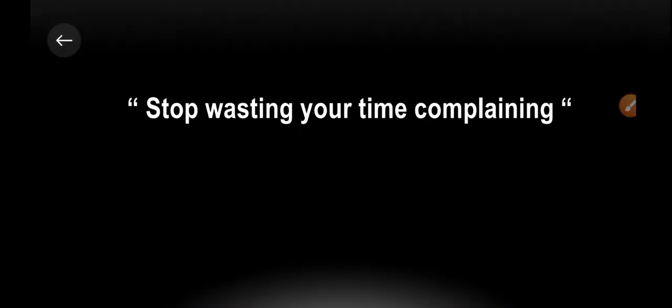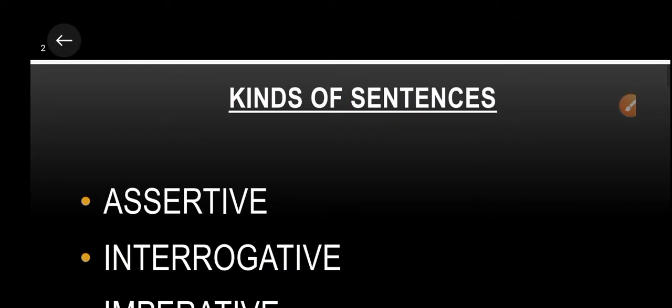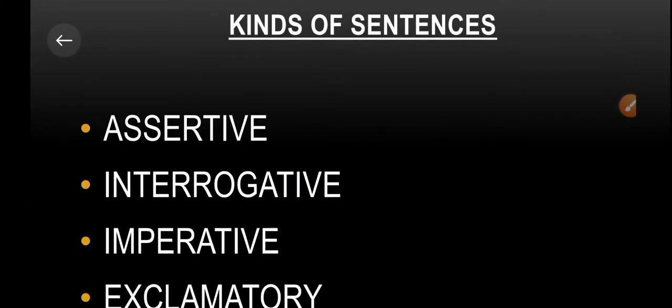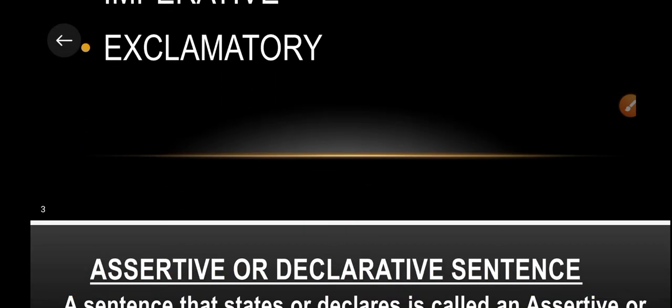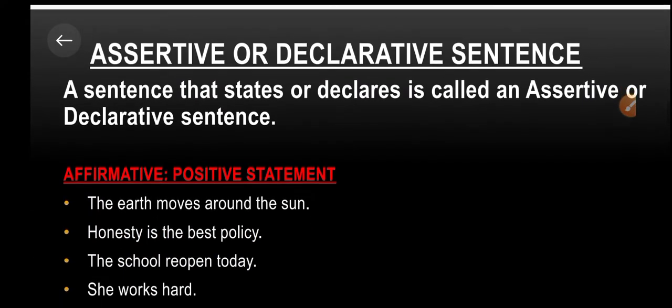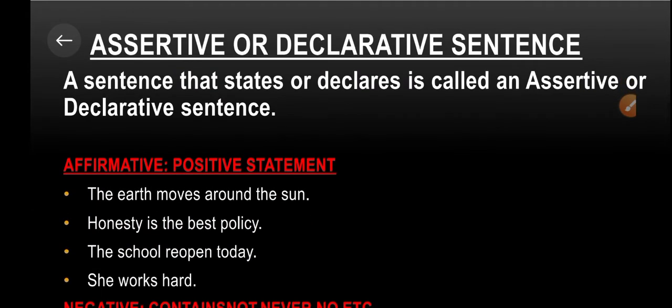So now let's start with the topic kinds of sentences. We can divide sentences into four kinds: assertive, interrogative, imperative and exclamatory sentences. So first let's talk about assertive or declarative sentences. A sentence that is stated or declared is called an assertive or declarative sentence.